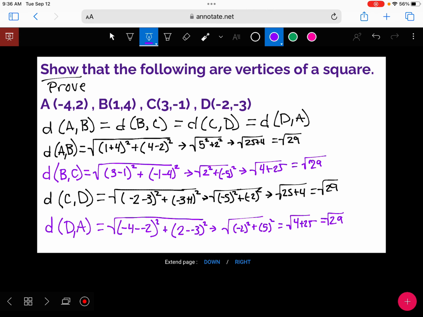When are we going to use this in life? You'll use this in calculus. That's why this is pre-calculus.